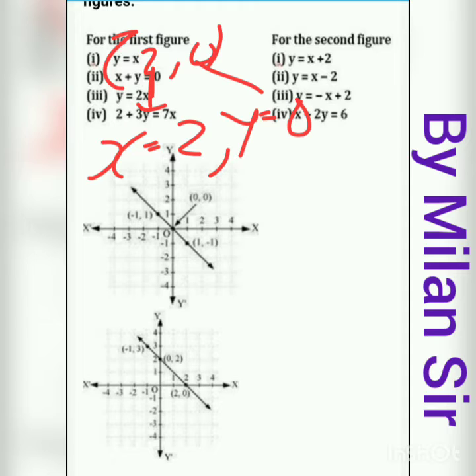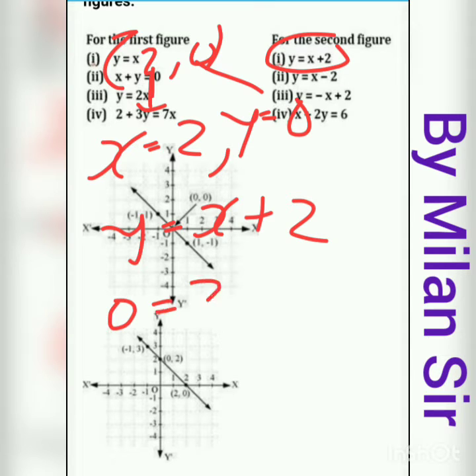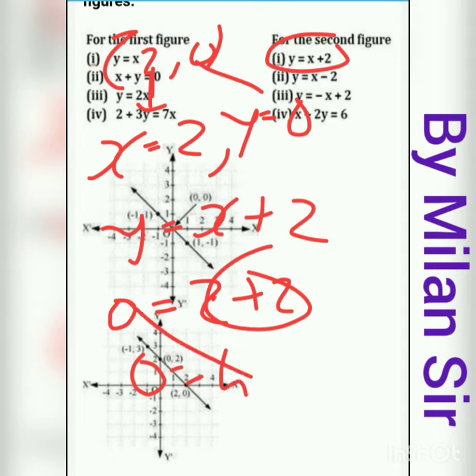Now check the first option. It is y is equal to x plus 2. So y is 0, x is 2, 2 plus 2 is 4. So 0 is equal to 4. This is not possible, right? If you put the value of x and y here, 0 is equal to 4. This is not possible. So we need to check our second option.